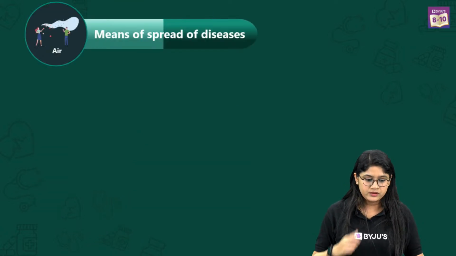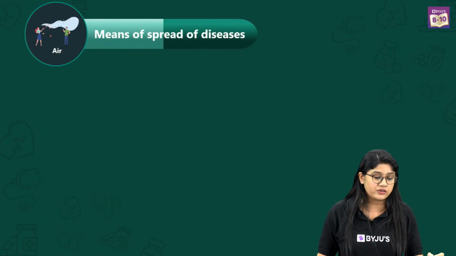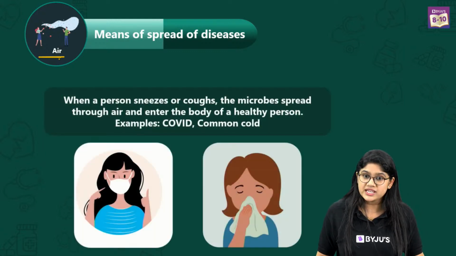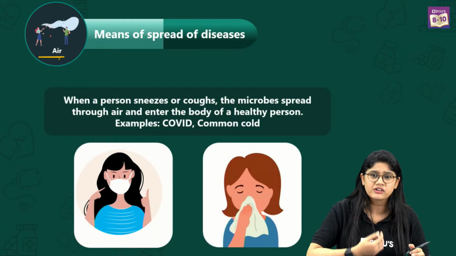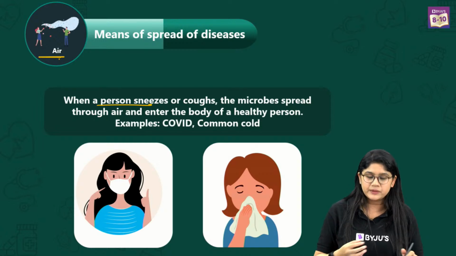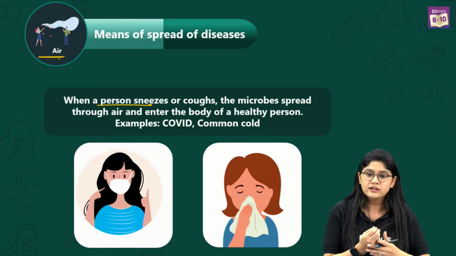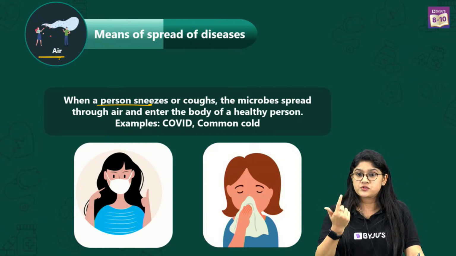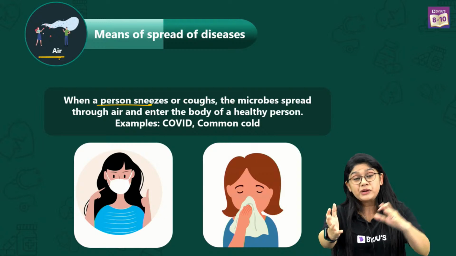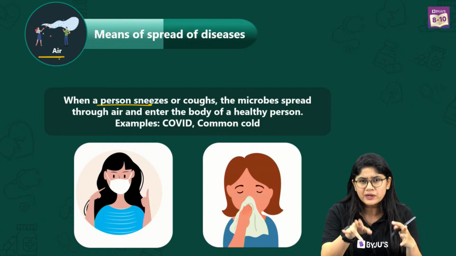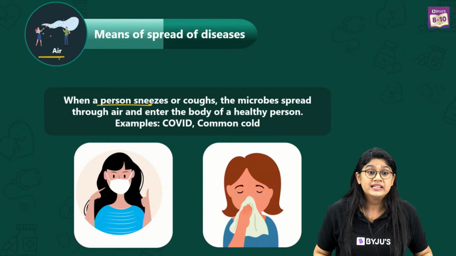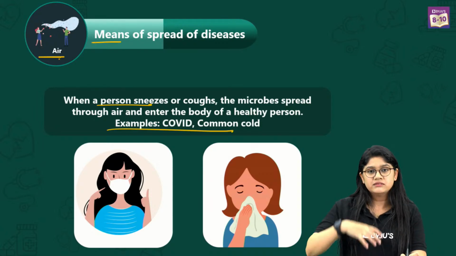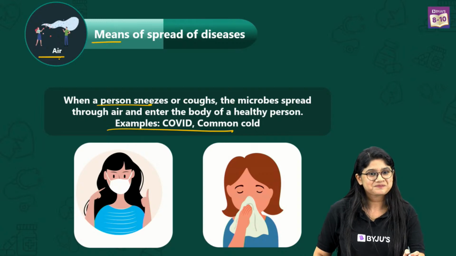So now what we'll do? Let's quickly get into the details of learning about them. So how does air act as a medium of causing disease? Of course, we have the common example, common cold. When a person sneezes or coughs, what will happen? The microorganisms will come out in the droplets, and they will be there in the atmosphere. If a healthy person comes in contact with that, those droplets will go inside the body and cause the disease. So over here, we have the example of air acting as a medium to spread the disease.